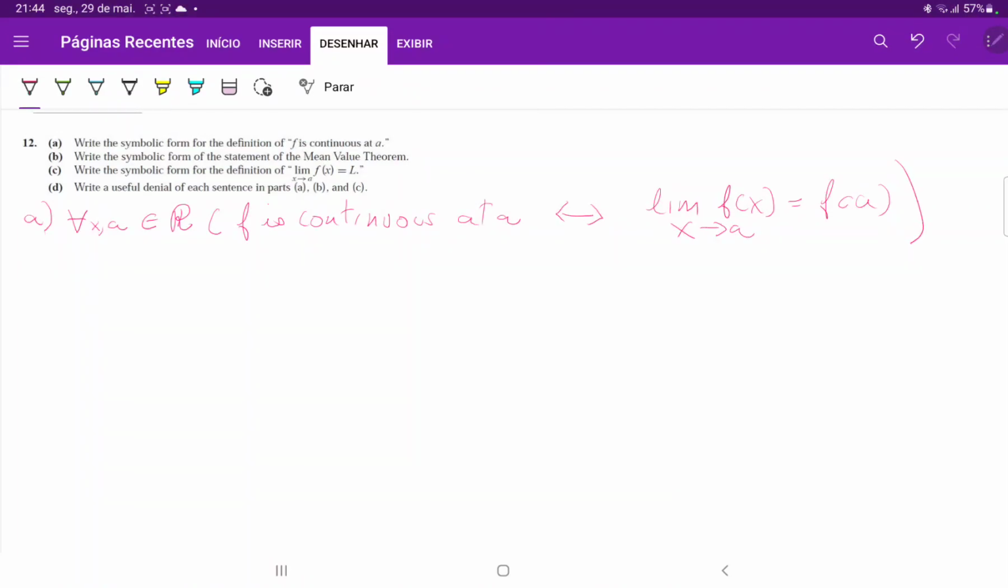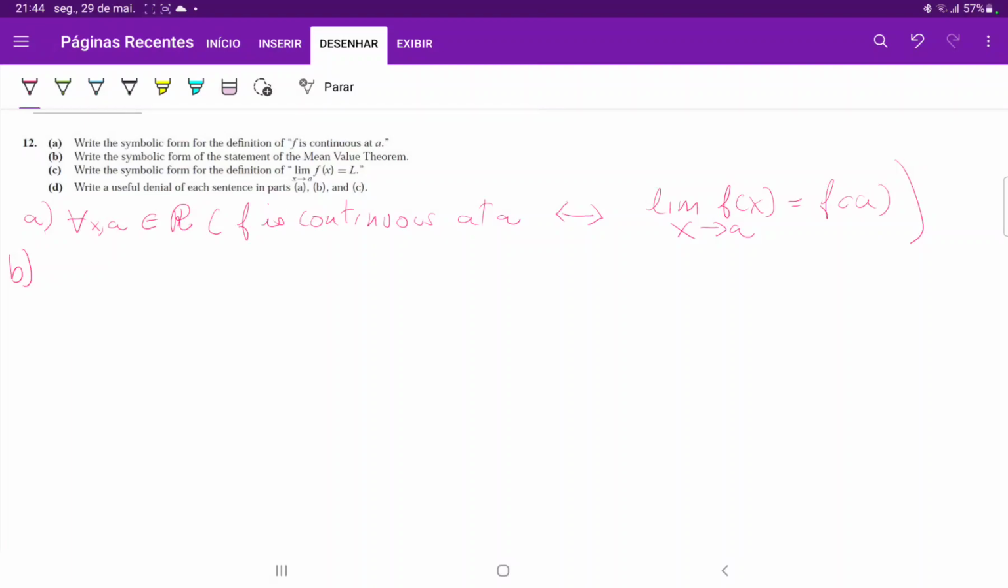So this is pretty straightforward. I'm not going to use the super technical definitions of continuity with limit like the epsilon delta. I'm just going to do it in a more straightforward kind of way. So we're just saying that for every x and A belonging to the real numbers, if f is continuous at A, then that means if and only if the limit of f of x equals f of A as x approaches A.